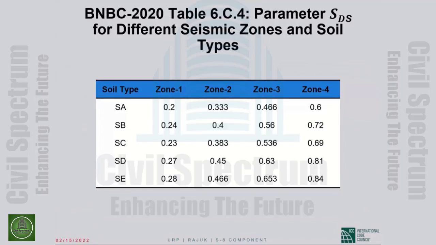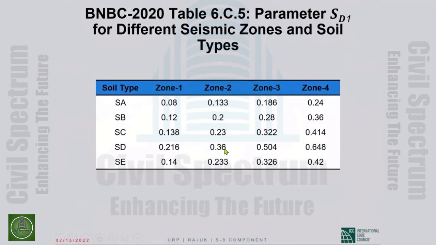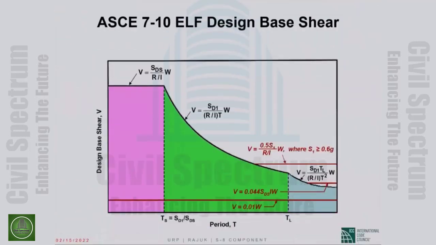BNBC gives you directly in the code S sub DS and S sub D1 values for different soil types, as they're called in BNBC, and for the different seismic zones. So if you are in zone 2 Dhaka and your soil type is SD, your S sub DS is 0.45, directly given in the code. And your S sub D1, also directly given in the code, is 0.36, very convenient. Those values are given. With that, you can construct your design spectrum.